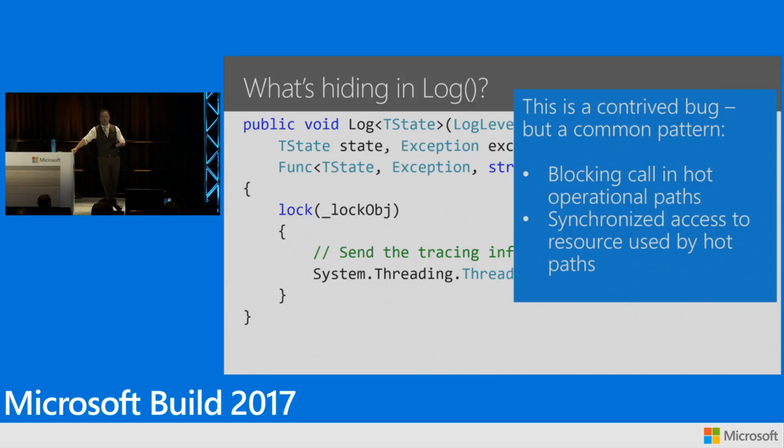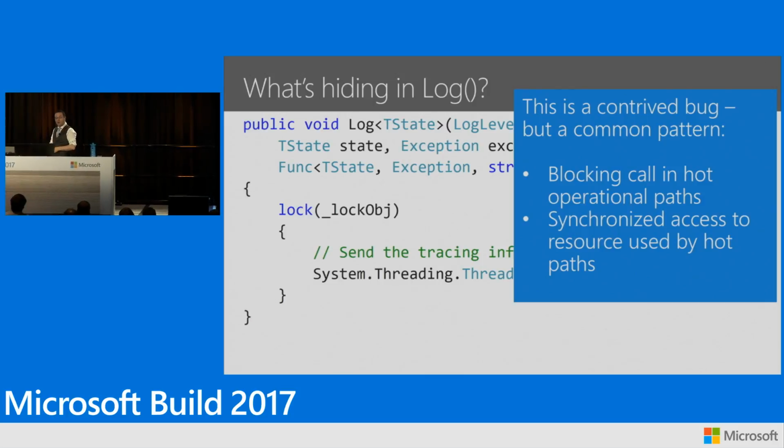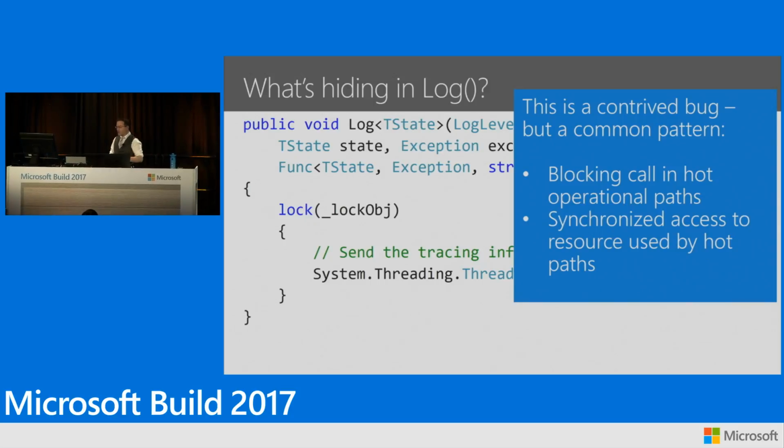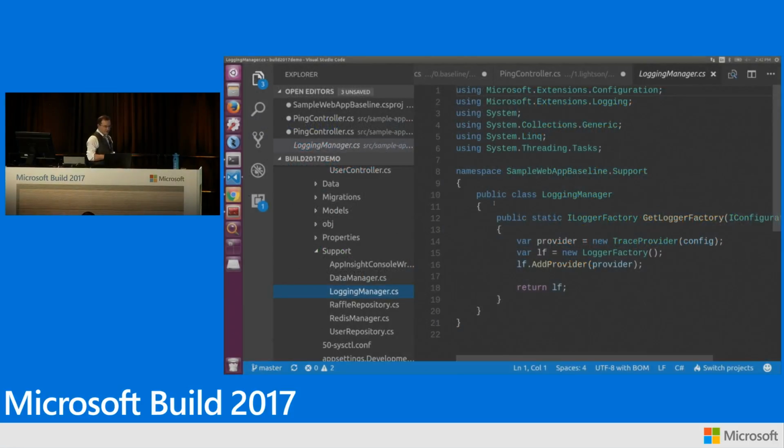A blocking call in the hot operational path or in a common path, and basically with synchronized access to a resource used by all paths. So depending on the version of .NET that's used, there's actually another bug in the code. I'll show it to you, I'll explain it, and then I'll tell a funny story about how I had to rewrite my entire demo.